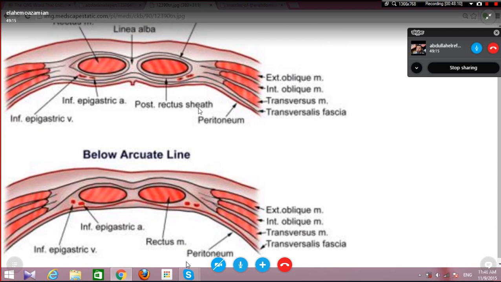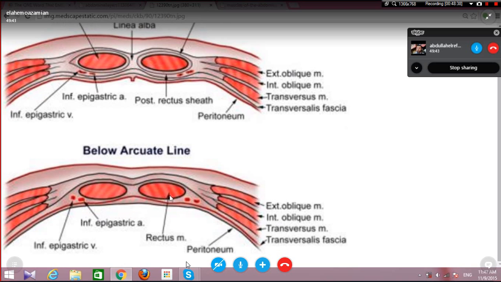Very good. Then the rest is the same. You have extraperitoneal fat and then endo-abdominal fascia. Do you see the aponeurosis of transversus? It forms the posterior layer of rectus sheath. Then you have endo-abdominal fascia, then extraperitoneal fat, then parietal peritoneum. Clear? This is above the arcuate line.